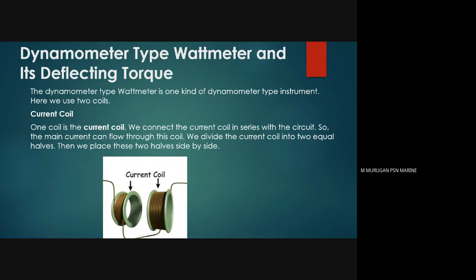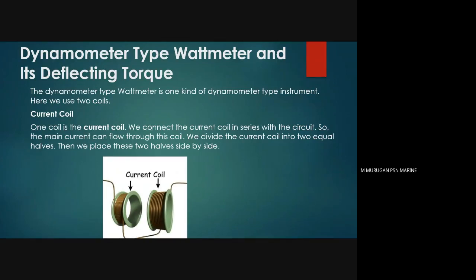The dynamometer type wattmeter is one kind of dynamometer type instrument. Here we use two coils. One is the current coil. We connect the current coil in series with the circuit, so the main current can flow through this coil. We divide the current coil into equal halves, then we place these two halves side by side like in this diagram.